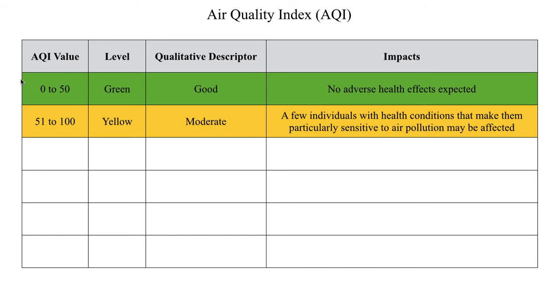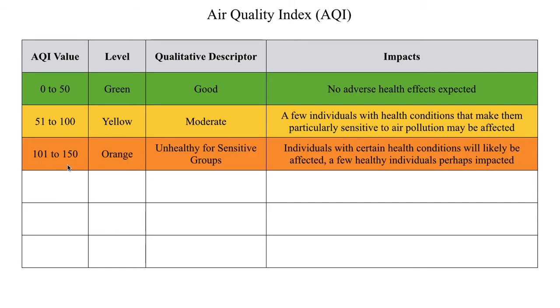AQI value 51 to 100, considered to be moderate air quality. The vast majority of people who step outside will be unaffected, but a few individuals might experience adverse health effects if they are especially sensitive to air pollution levels. And this is represented as a level yellow air quality.